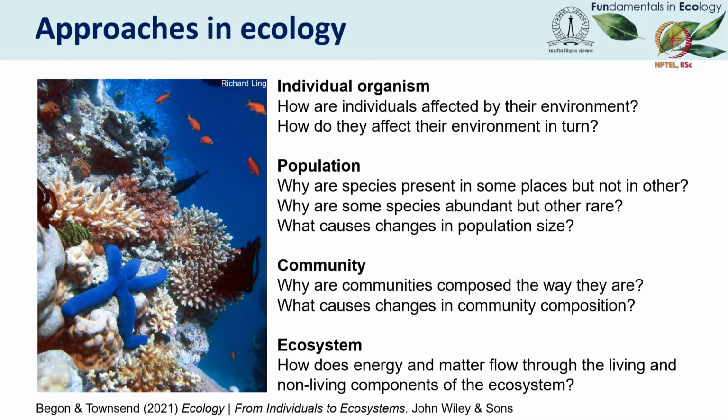At the ecosystem level, the questions that ecologists ask are, how does energy and matter flow through both the living and the non-living components of this ecosystem? And so you're talking about things like water cycles, biogeochemical cycles, how, for example, is nitrogen cycling through this ecosystem, how is carbon cycling through this ecosystem, in terms of not just how carbon moves through the ecosystem, through the abiotic environment, but also through the bodies of these organisms.